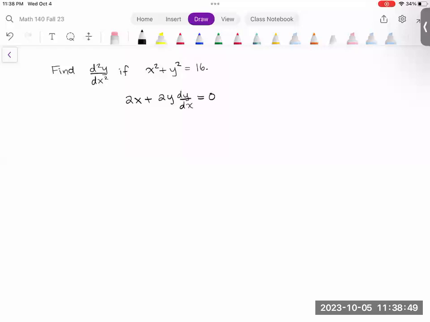Next, we're going to solve for dy dx. So I'm going to subtract 2x over to the other side. So we have 2y dy dx is going to be equal to negative 2x. Dividing through by 2y gives us dy dx equals negative 2x over 2y. And so we can simplify this down to negative x over y. All right, and so dy dx is negative x over y.